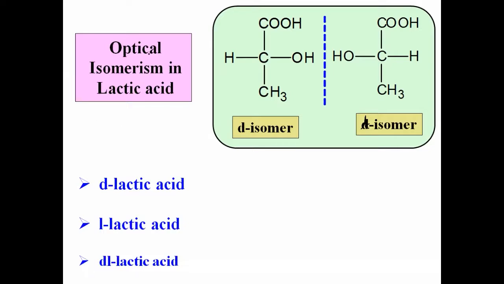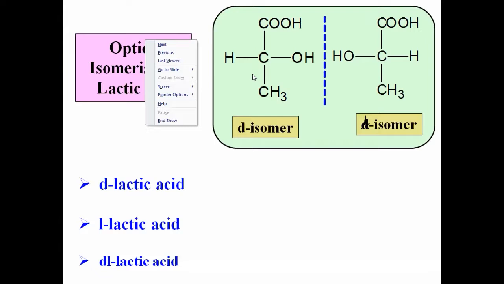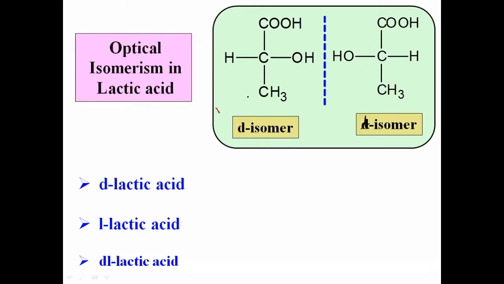What is meant by D-lactic acid? It is a dextroisomer of lactic acid. This one is the D-lactic acid, dextroisomer. It rotates the plane of plane polarized light in a clockwise direction, and its specific rotation is plus 2.24 degree. Means it can rotate the plane of plane polarized light in a clockwise direction by an angle of 2.24 degree.